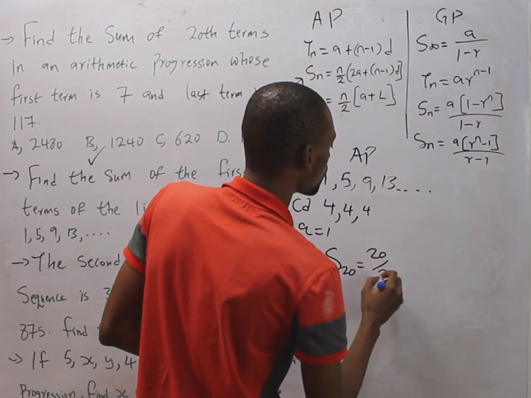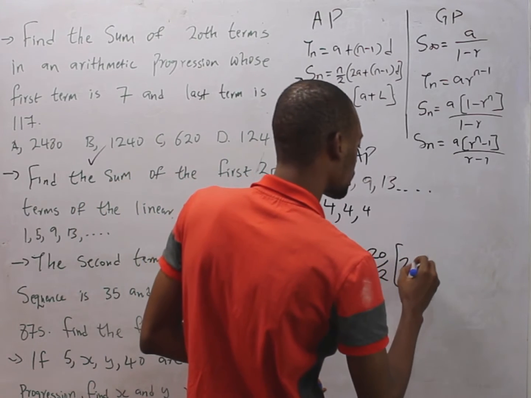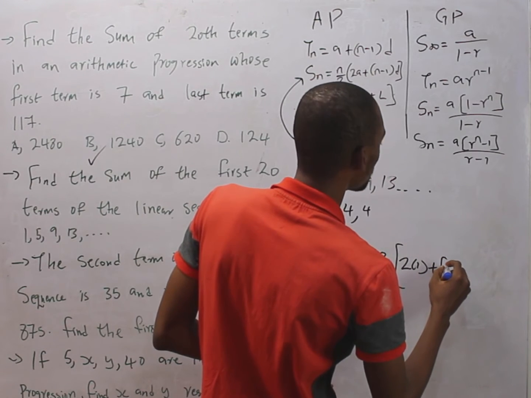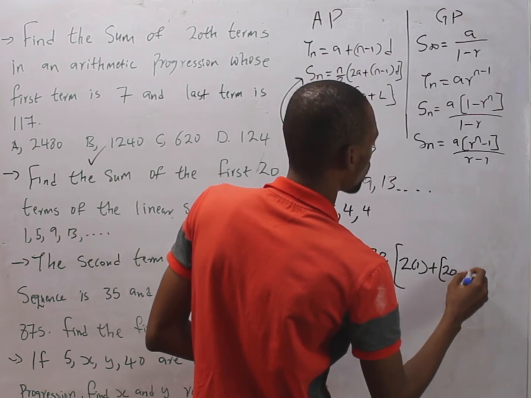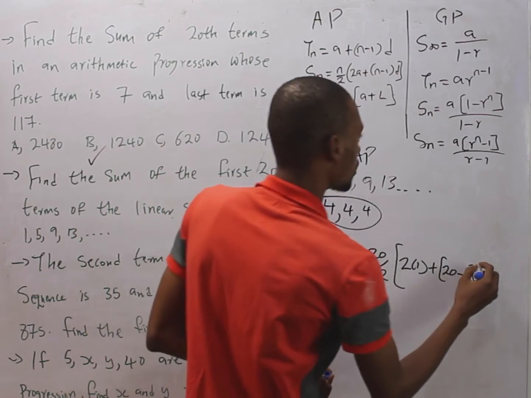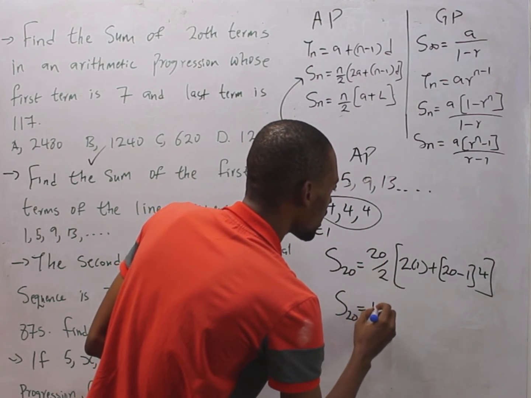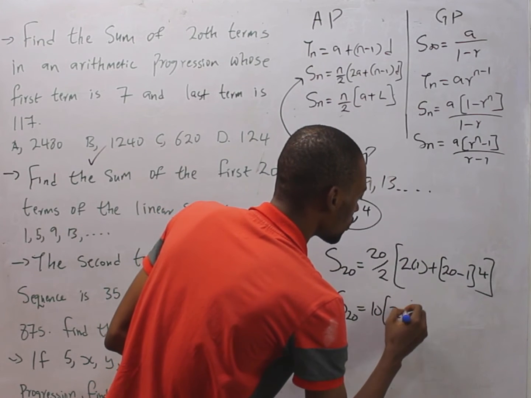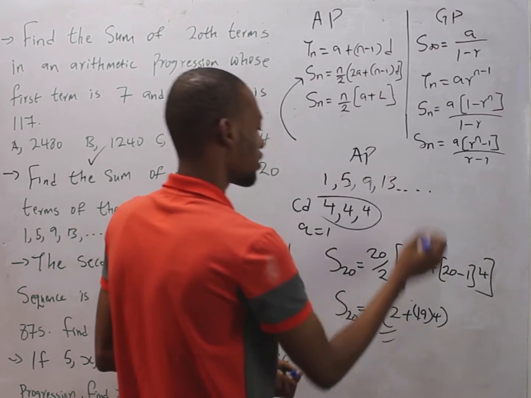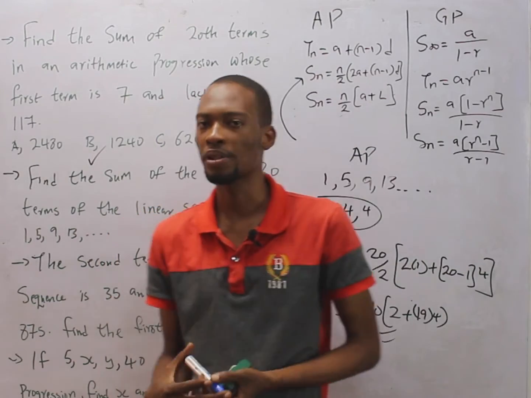n over 2, that is 20 over 2, times 2a. a is 1, that is 2 times 1, plus (n minus 1)d. n is 20, that's the number of terms we are looking for, minus 1. d is the common difference, that is 4, times 4. So the sum of the first 20 terms is equal to 10 times (2 plus 19 times 4). This is the answer. You solve, get your final answer, and pick the correct option.